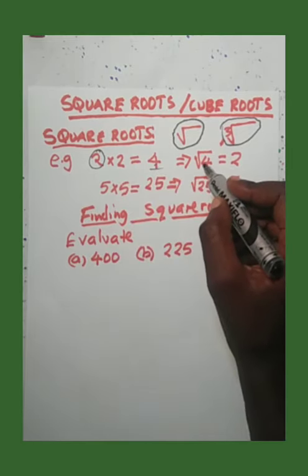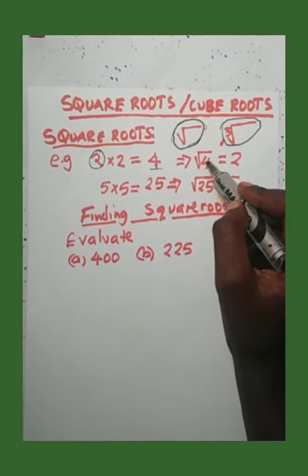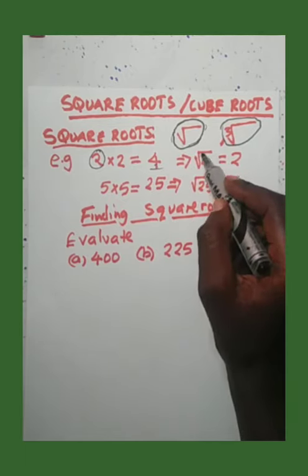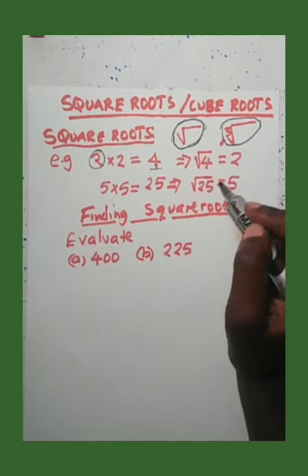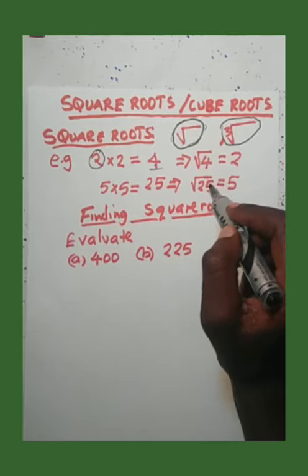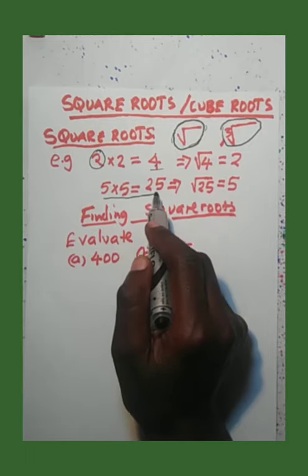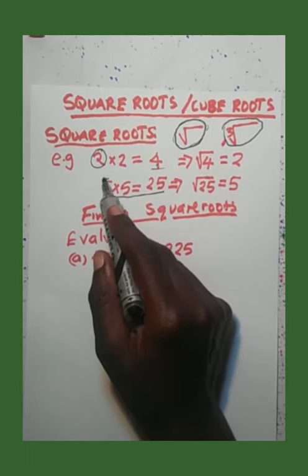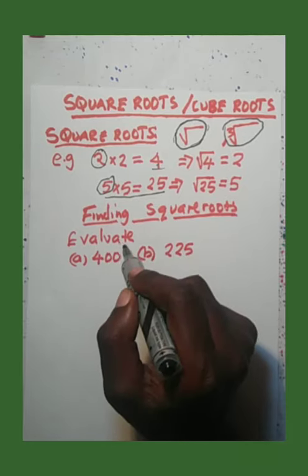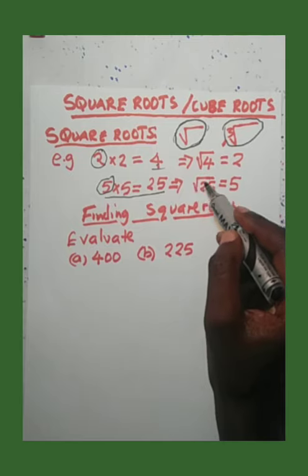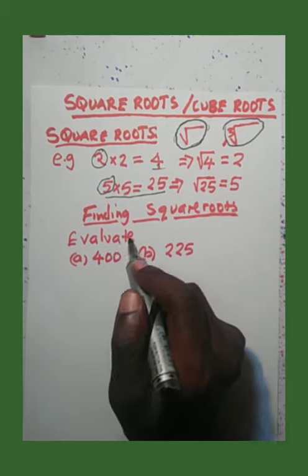So here is the way it's written using the symbol that we have shown above. The square root of 4 is equal to 2. So you actually find a number that you can multiply by itself twice to get what you have under the square root here. And here's another example. 5 times 5 gives 25. So in this small equation, 5 is the square root, because when you multiply 5 times 5, you get 25. And so it can be written like this: the square root of 25 is equal to 5. And so let's find some square roots now.